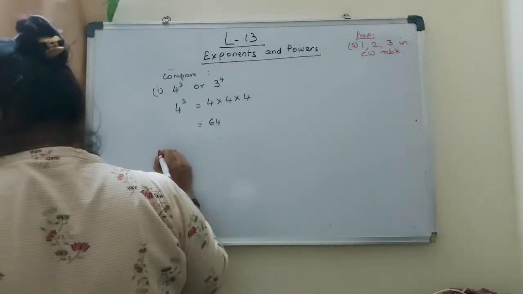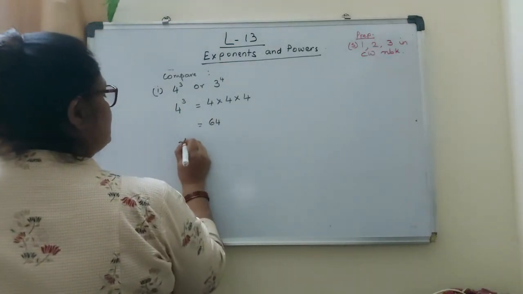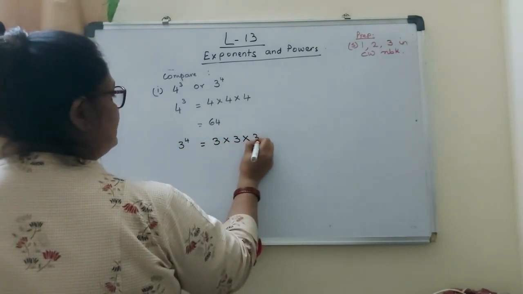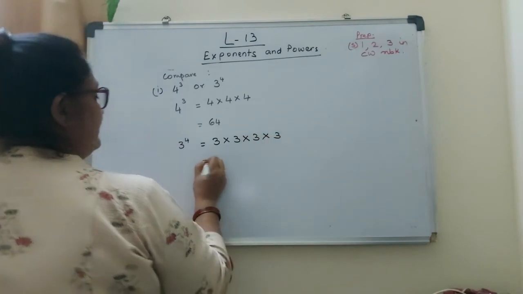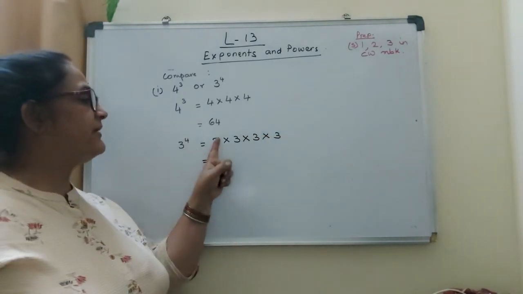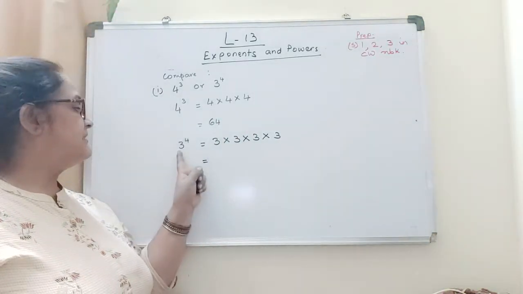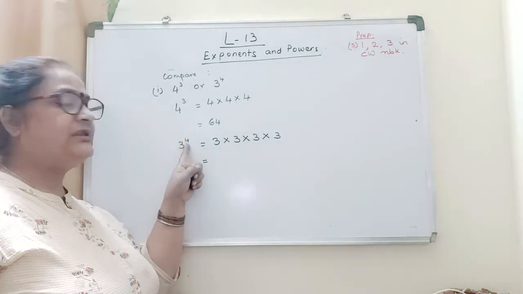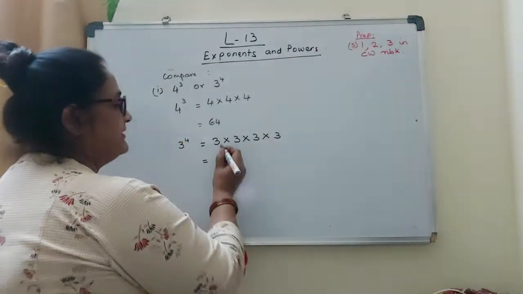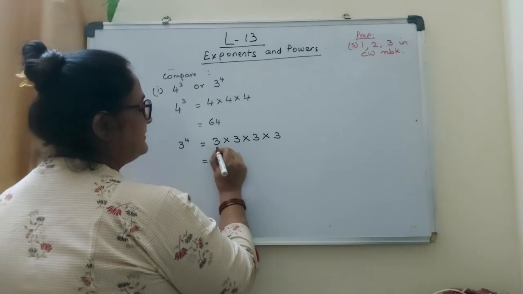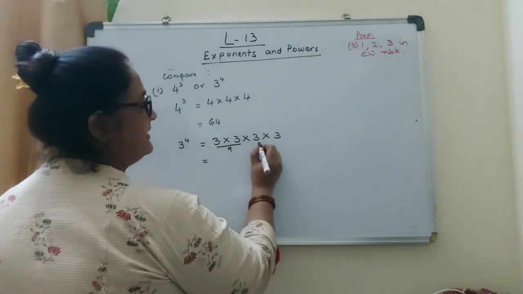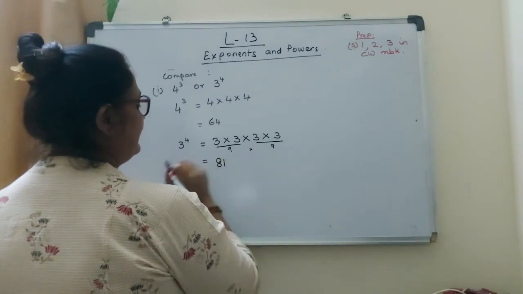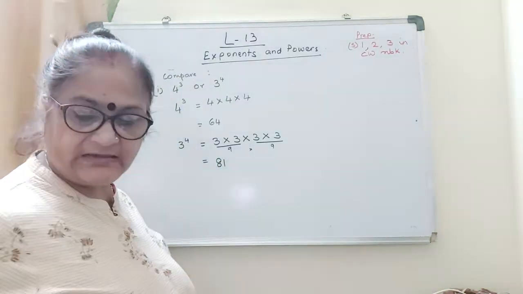Next one is 3 raised to the power of 4, which is 3 multiplied by 3 multiplied by 3 multiplied by 3. Raised to the power of 4, because you are writing it 4 times. The base here is 3. Base is multiplied how many times? 4 times. Now let us multiply. 3 threes 9, 3 threes 9. 9 nines are 81.